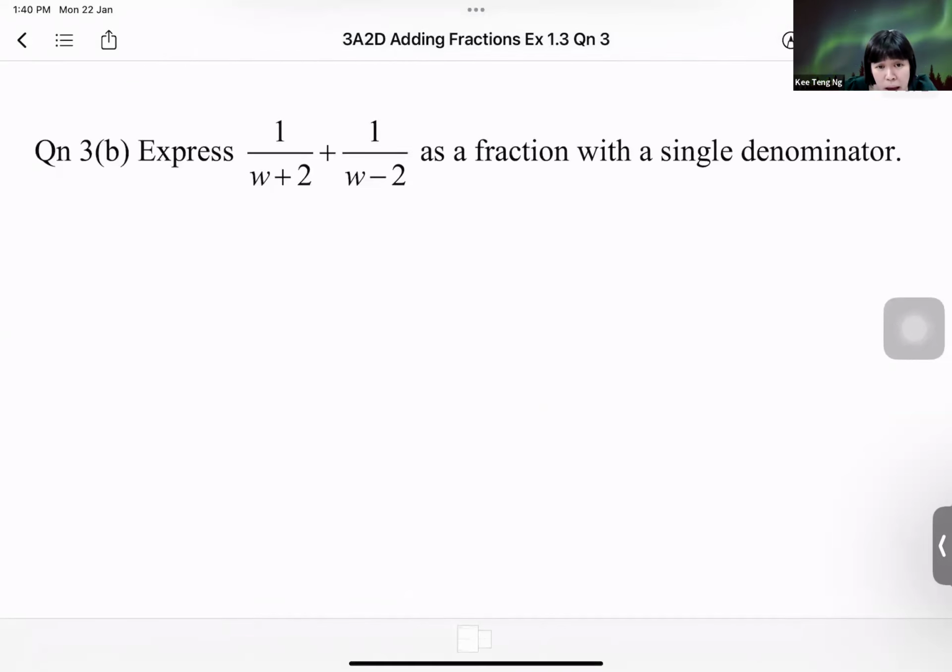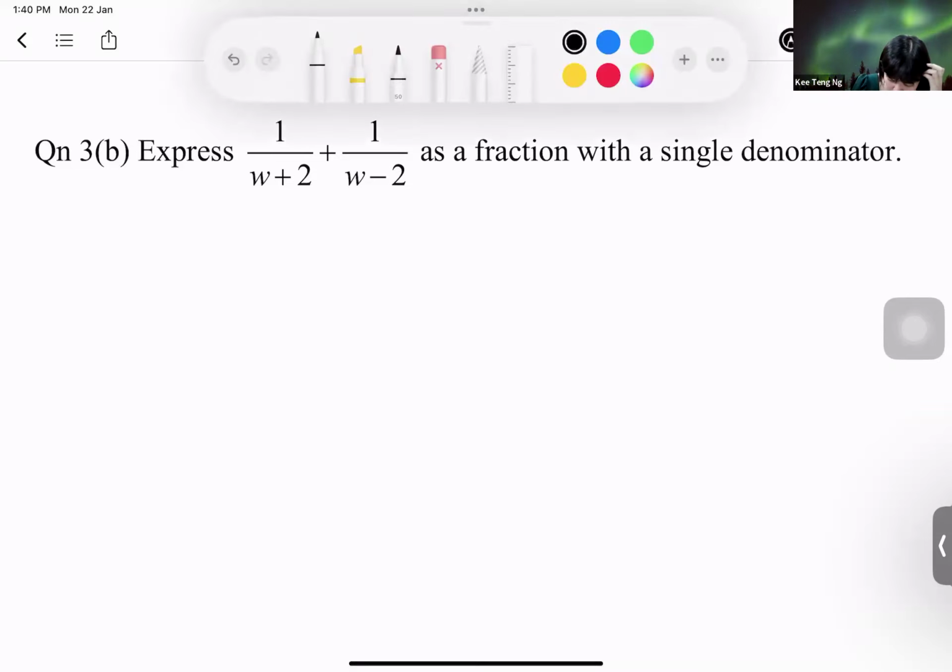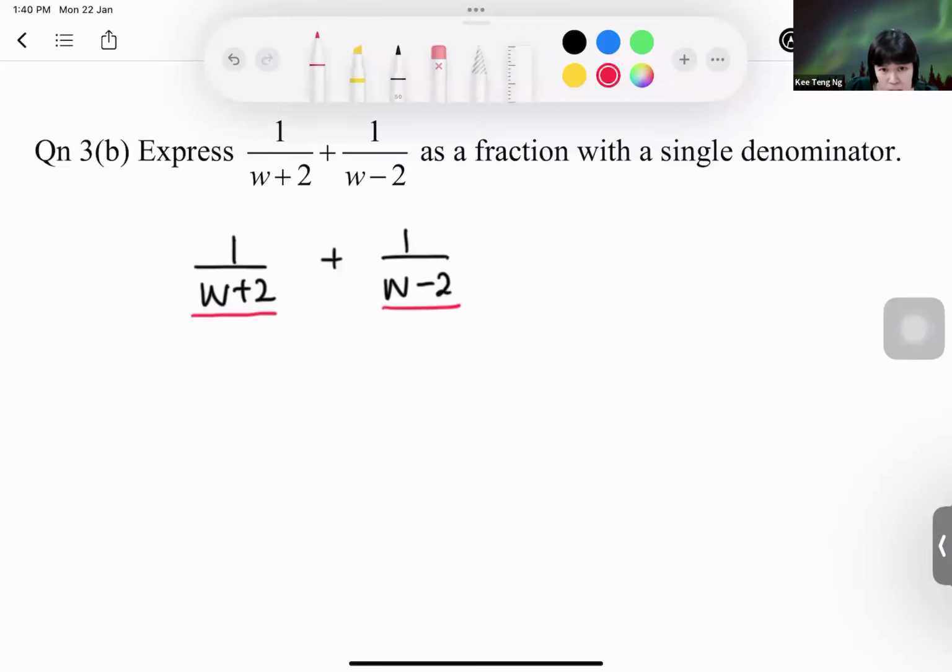Question 3b. Express the following as a fraction with a single denominator. Now, what do we notice? I have 1 over w plus 2. This is totally different from 1 over w minus 2. There are two different factors. One is w plus 2, the other one is w minus 2. So they are totally different factors.